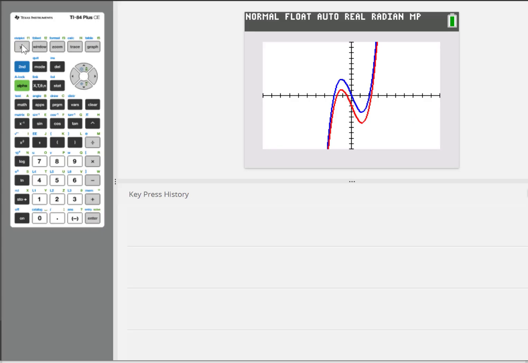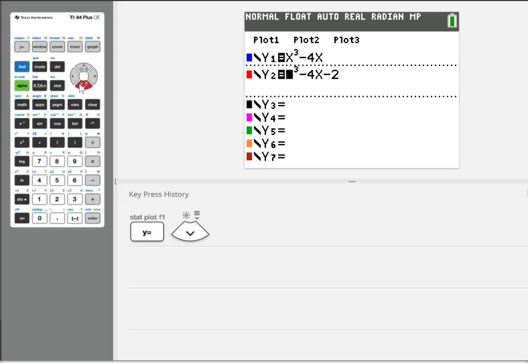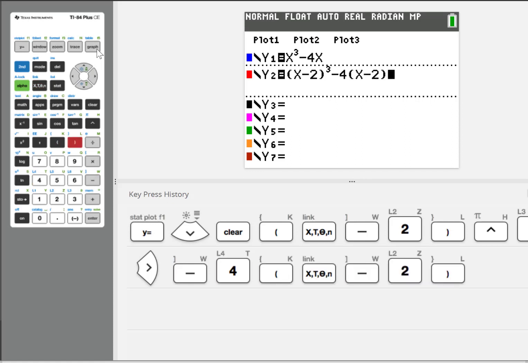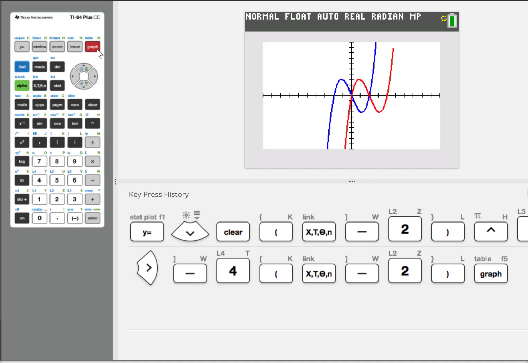Okay, so let me go to that y equals area. I'm going to clear this one out. I want x minus 2 cubed and then minus 4 times that x minus 2. Okay, let's see what happens. There's the original. There's the red one. Again, I hope you can see that once again somebody has just picked up the blue graph and moved it. It's an exact copy of it. It looks like this time it's been moved over to the right.